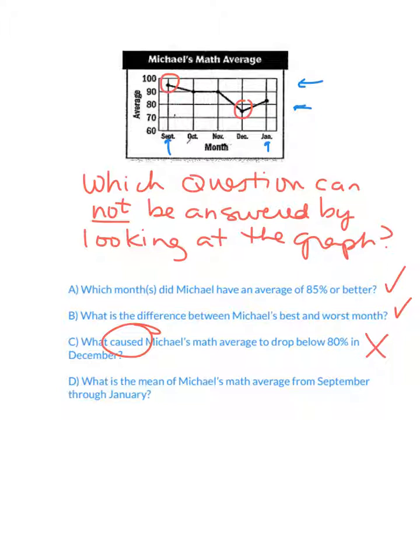So let's look at letter D. What is the mean, which is the average, of Michael's math average from September through January? We could find that as well. We could get each of his math averages and come up with an average for that time period. So that is also something that looks like we could tell. So the original question said, what question cannot be answered by looking at the graph? So that would be letter C.